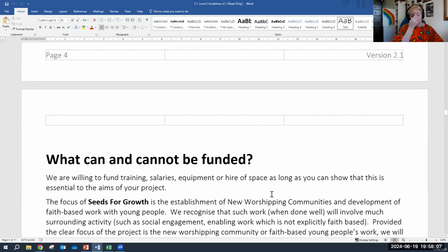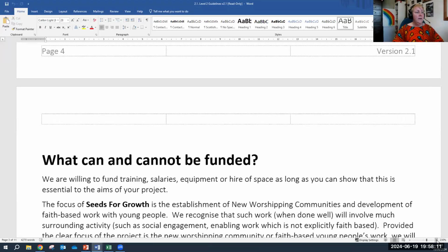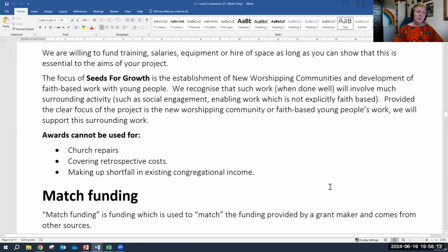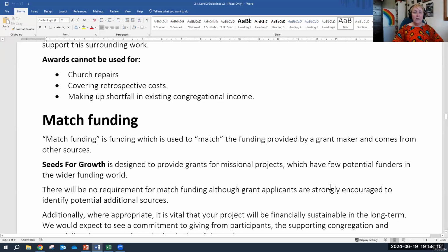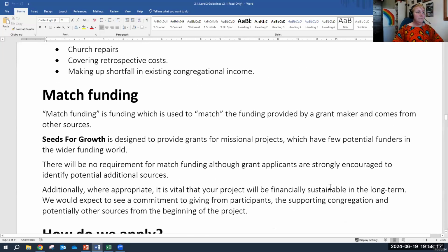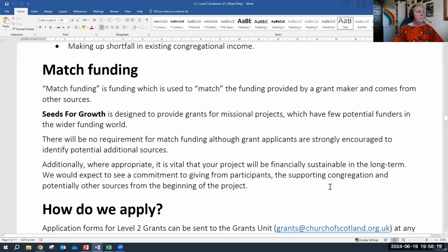Okay, I'll continue to scroll through this document then, if that's a more helpful way of doing it. And what can and cannot be funded, we've talked about that. We've talked about the fact that you do not need to be match funded. But as I've said, a theme of what we're looking at is financial sustainability. So you don't need match funding, but maybe some other funding would be a good idea.